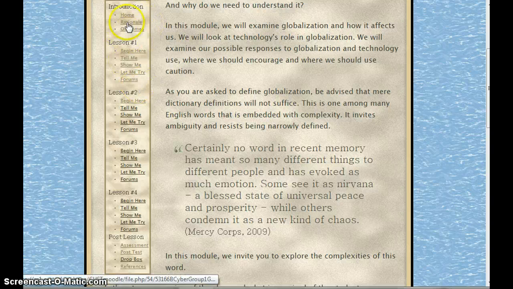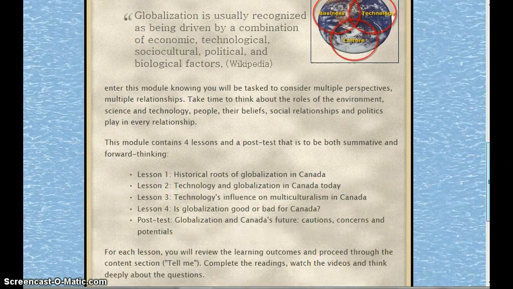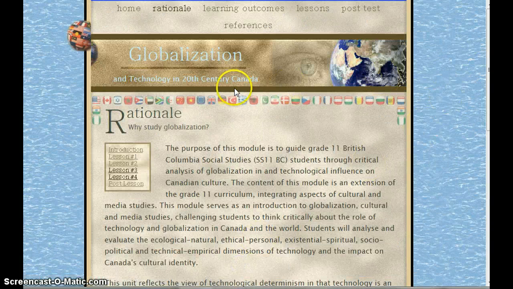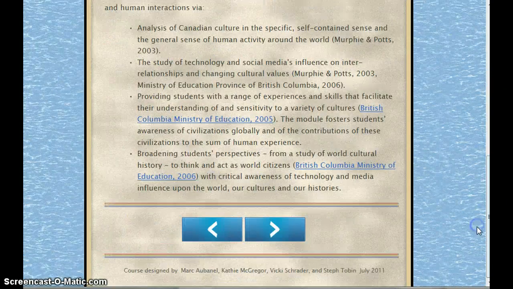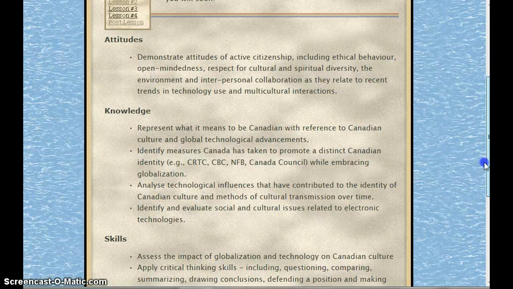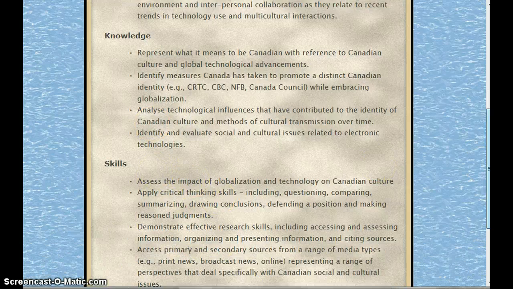Before students head out, they do read a little bit about what globalization is. We give them a definition and an overview as to what each of the lessons focus on. And in line with good pedagogy, we look at the rationale. Why are we learning this? And what do we want to be able to accomplish at the end? So we've got some attitudes, kind of behavior, taking care of the person here, taking care of the knowledge, and then what we want them to be able to do.